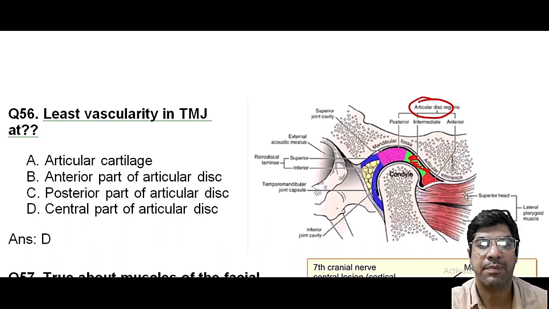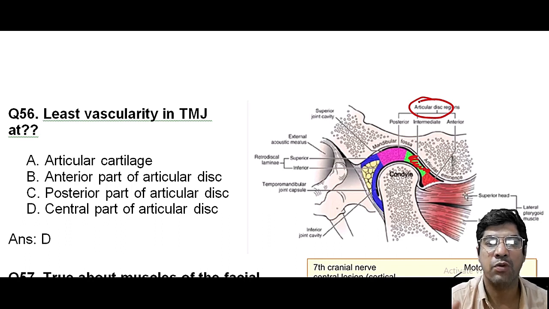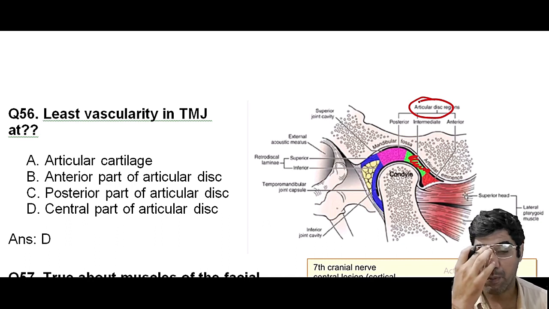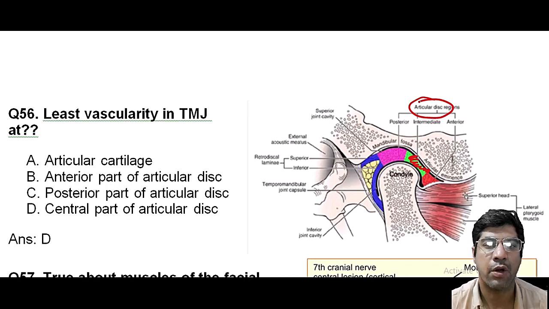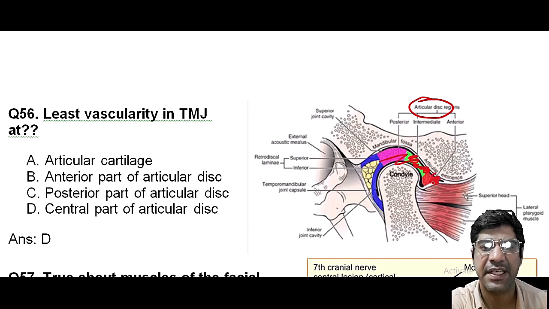So damage in the central part may not heal, and it takes time due to its limited blood supply. Imagine your jaw as a door hinge that helps to open and close your mouth. Now this hinge is not a simple hinge, it is more complex. Inside it there is something like a cushion pad, known as the articular disc. This disc sits between the two important parts of your jaw: the upper part, the temporal bone, and the lower part, the mandible.